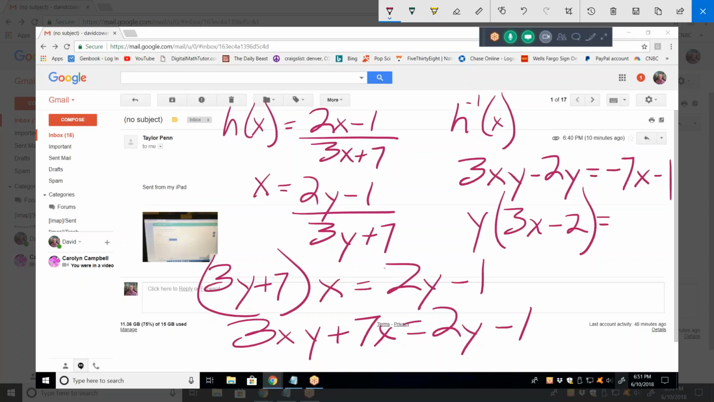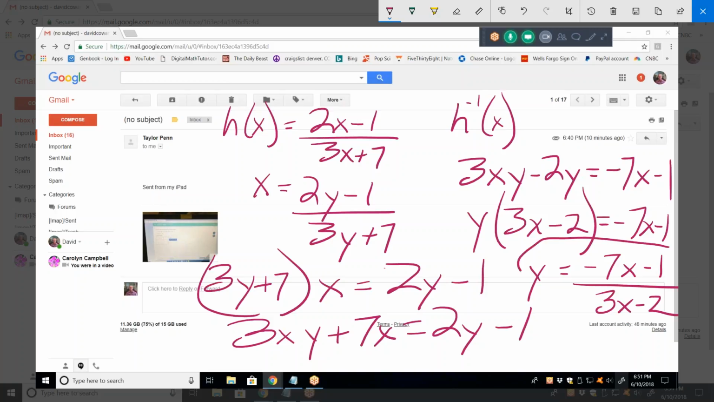So y times 3x minus 2 equals minus 7x minus 1. So y equals minus 7x minus 1 divided by 3x minus 2. Okay, so there's our inverse function. Now, they want the domain and the range of both. Yes. It's the domain of h of x.